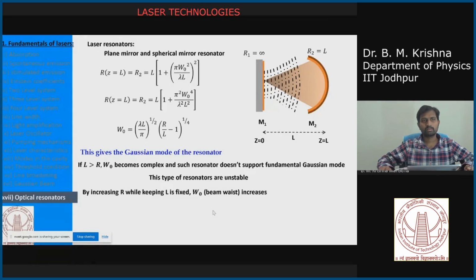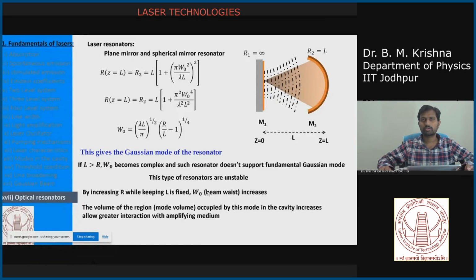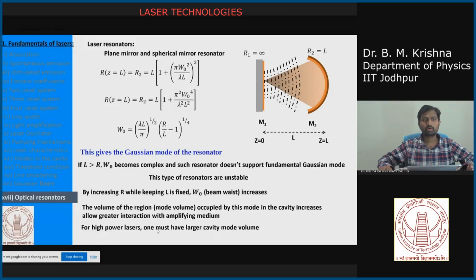By increasing R, we can get higher values of W naught. When you have a higher W naught, you have a larger volume at the focus. When there is a larger volume, it can interact efficiently with the amplifying medium. That region is called the mode volume. In general the mode volume has to be higher for high power lasers. To get high powers, one of the conditions is that it should have a larger cavity mode volume.